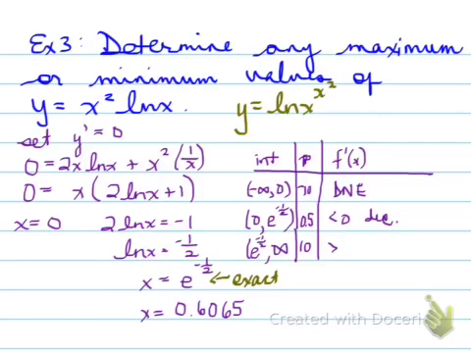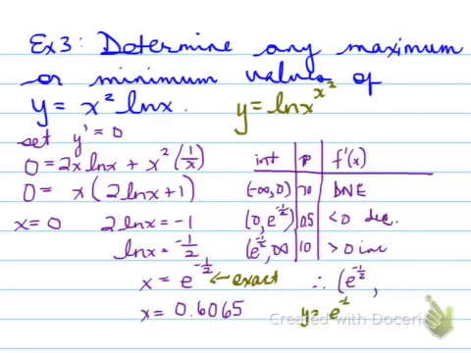If we pick a value of 0.5 or 0.1 or anything between 0 and e to the negative a half, you're going to get a value that's less than 0. So we have a decreasing function on that interval. Then we have an increasing interval from e to the negative a half to infinity. So it goes from decreasing to increasing, which means there must be a local minimum at the point e to the negative a half and something. So let's find that y value.